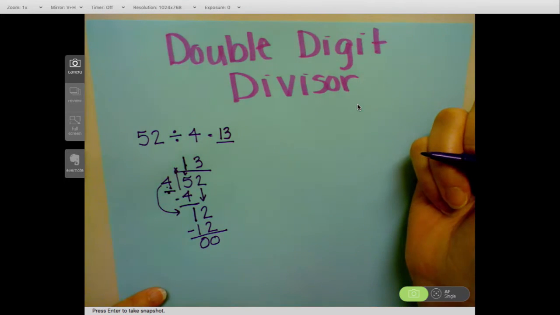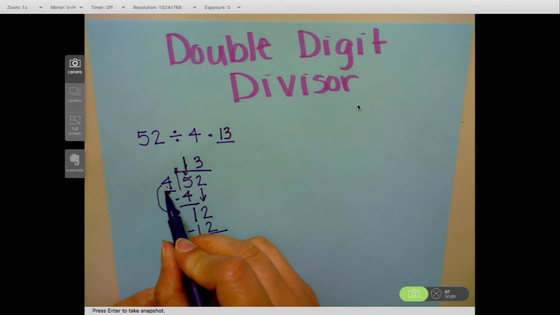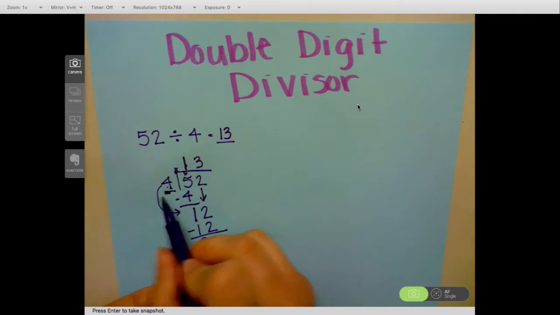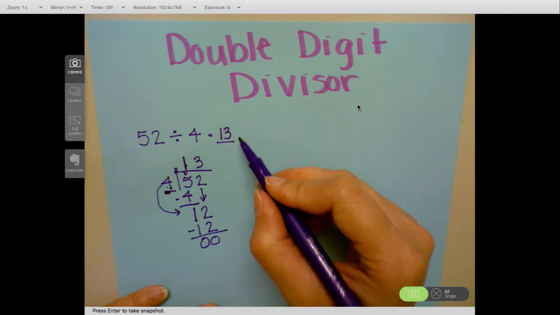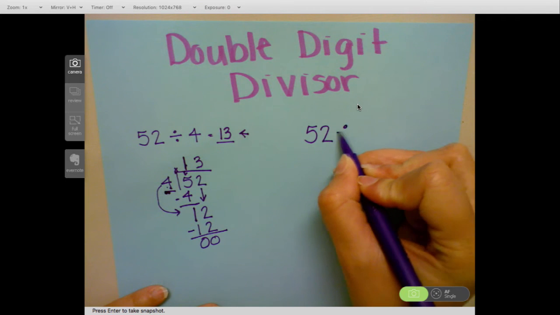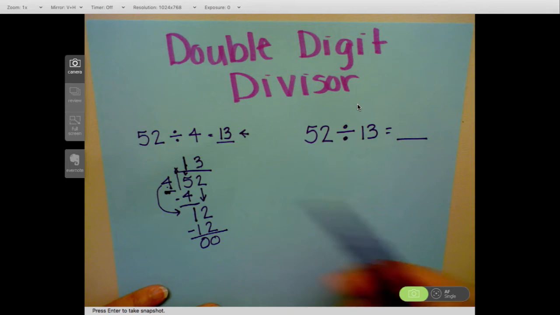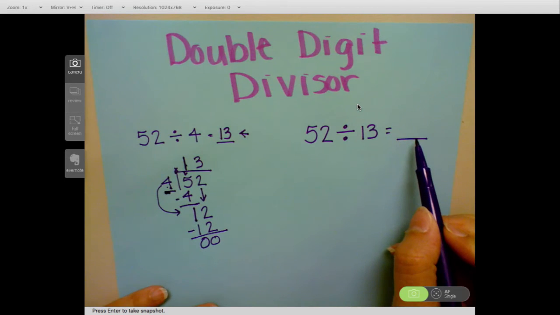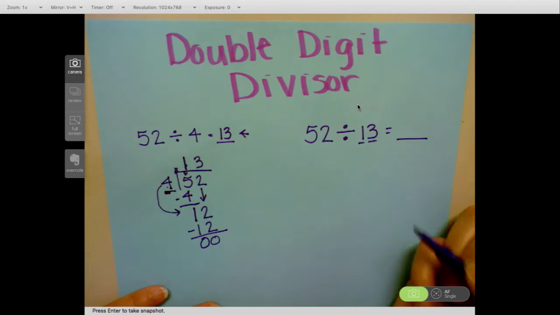Okay, that's your simple 4th grade division, a single digit divisor. But now in 5th grade, we're going to do something with a double digit divisor. So let's just do this problem, but a little bit differently. Let's do 52. We're going to divide it by 13. Okay, we know from our fact families that the answer should be 4, but we're going to double check by doing long division with a 2-digit divisor.